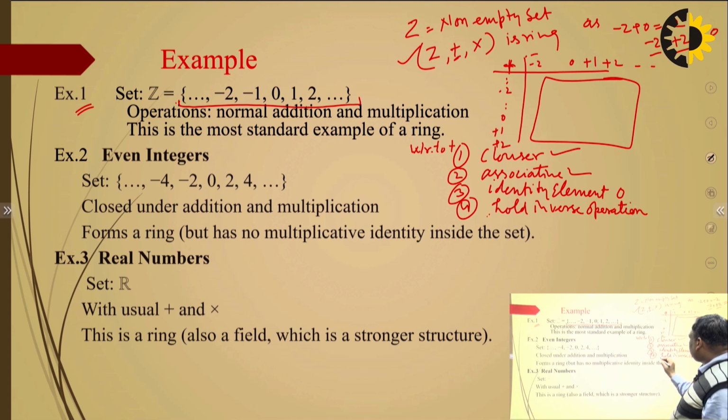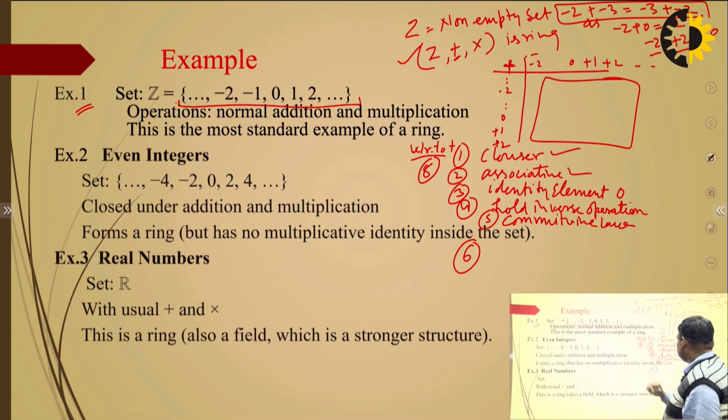And the fifth one is the commutative law. That means minus 2 plus minus 3 is equivalent to minus 3 plus minus 2. So the commutative law holds here. So the 5 properties hold with respect to addition. And the sixth one is with respect to multiplication.